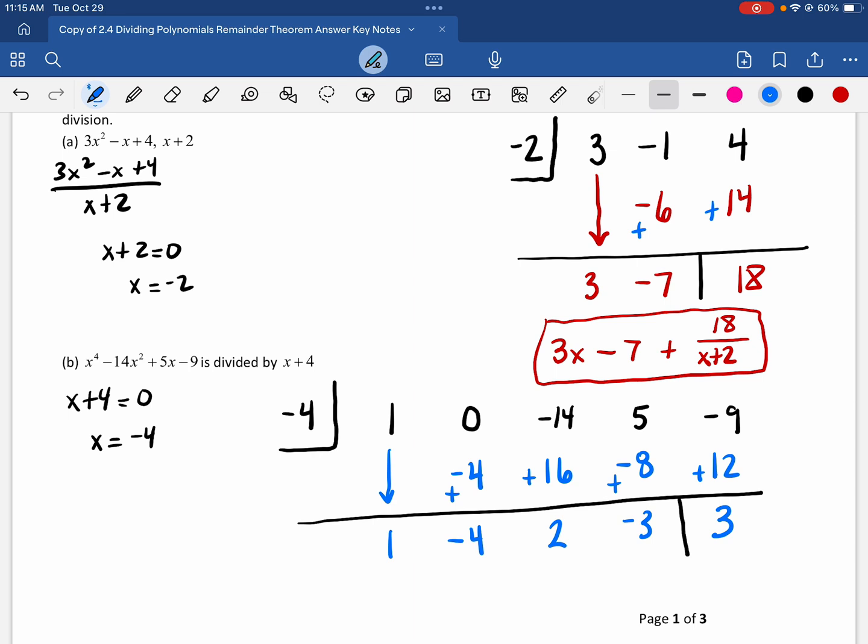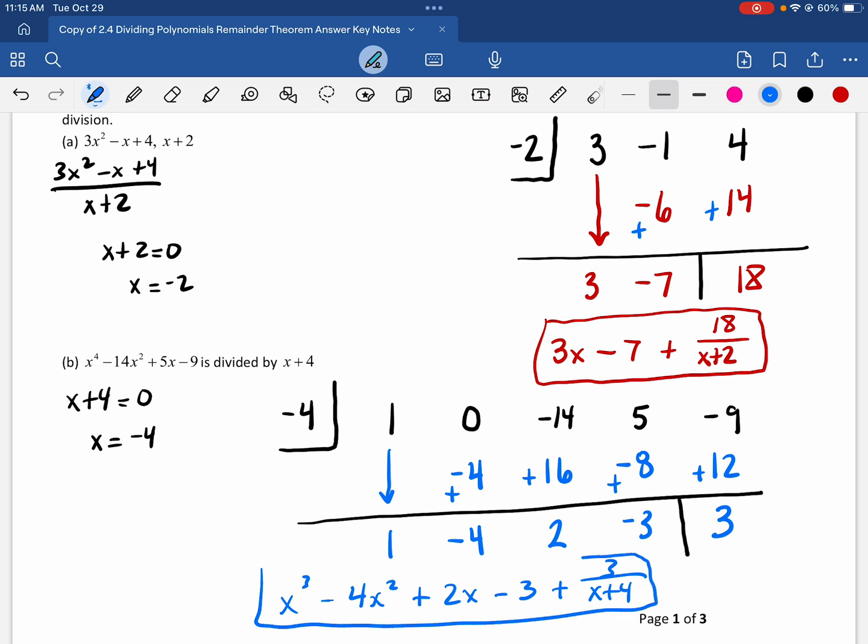So then if I start putting those variables back in, our highest was x to the 4th, so that means I'm going to start this at x cubed. So this is going to be 1x cubed, but I'm not going to write the 1. So x cubed minus 4x squared plus 2x minus 3. So notice again how I went down in order. I went x cubed, x squared, x, and then a constant, and then lastly put that remainder, which was 3, over what we divided by, which was x plus 4. All right, so that's how we do synthetic division.